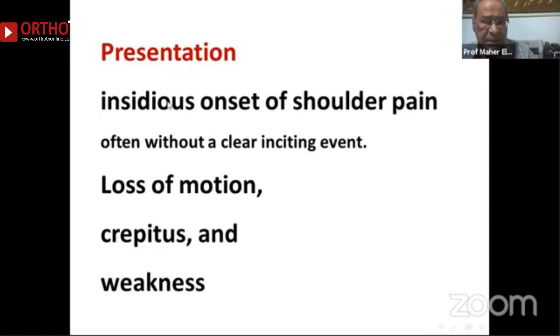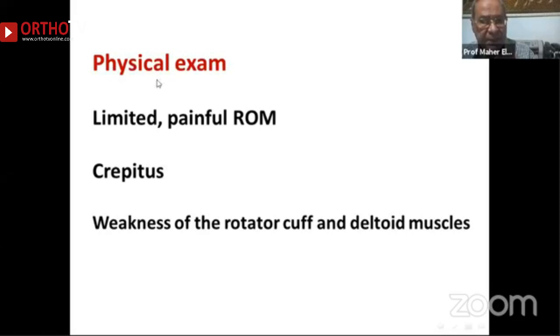AVN usually starts with insidious onset of the shoulder pain, often without a clear inciting event. As the disease gets worse, it becomes more painful, and in advanced cases, there is loss of motion, crepitus, and weakness. On physical examination, we find limited painful range of motion with crepitus and weakness of the rotator cuff and the deltoid muscles.